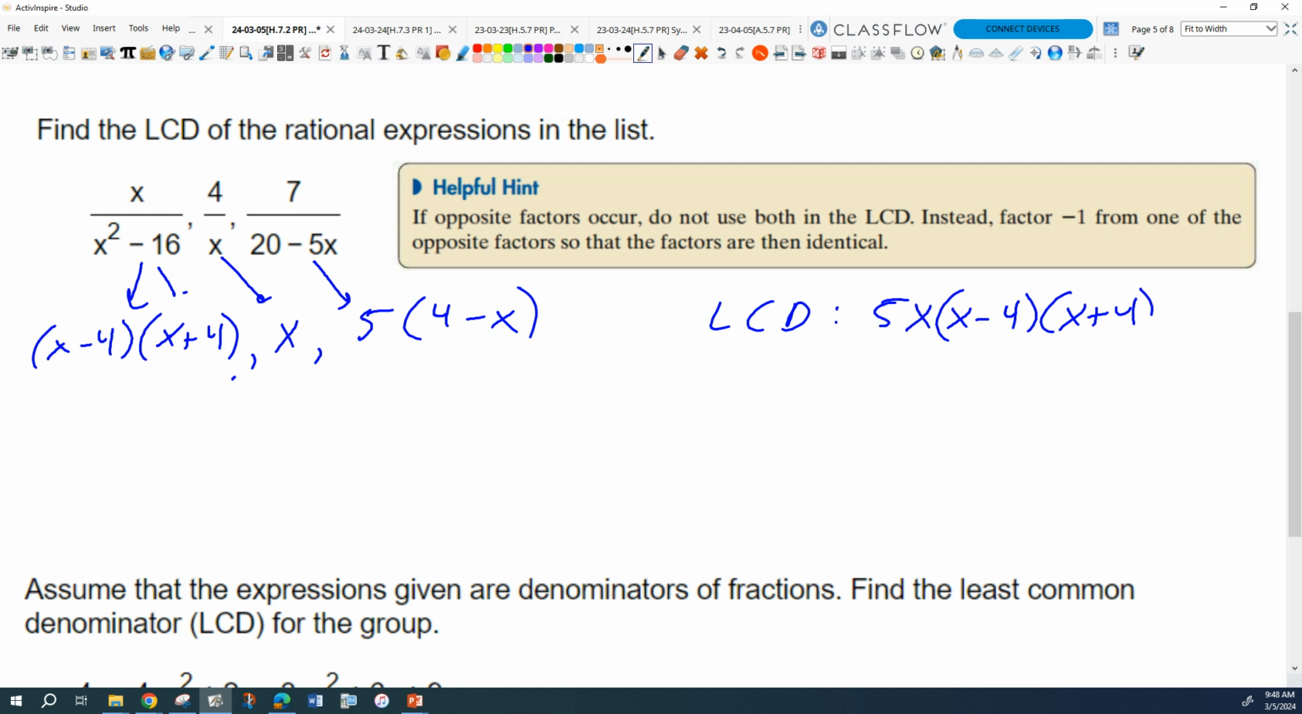Let's put the monomial first. There's the x. Do we need to add a 4 minus x? We don't, because 4 minus x and x minus 4 only differ by negative 1, right? So when you see that, you don't have to write it separately. It just means that when we're adding these fractions up, we might want to multiply this one by negative 1 over negative 1 to make that factor look the same in the denominator. Does that make sense? Okay. We'll look at something like that. So that would be our LCD.